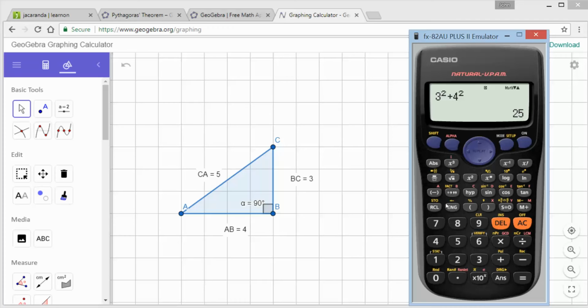So that's Pythagoras' theorem. One final thing. I'll just take a little break there to get my breath, have a break from talking.